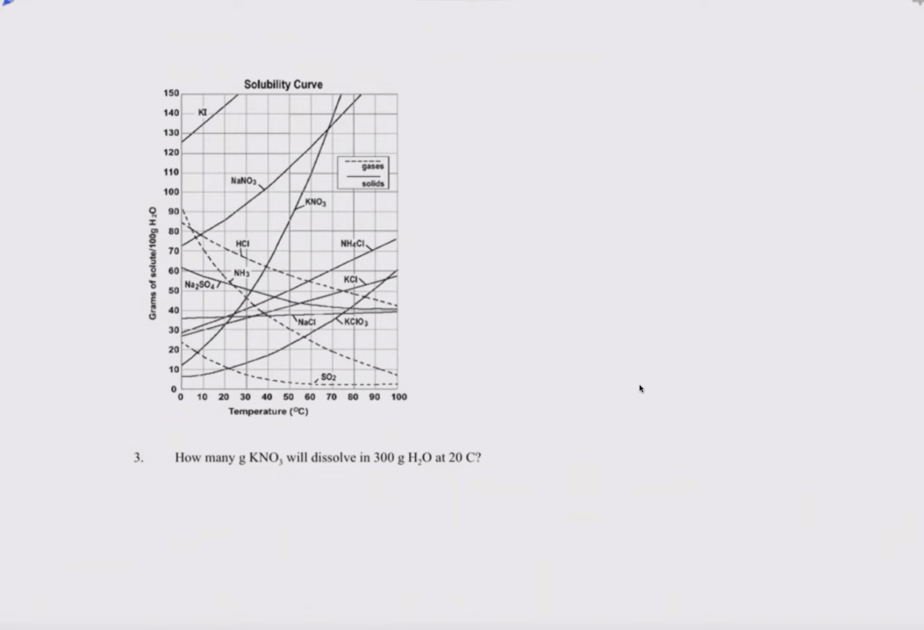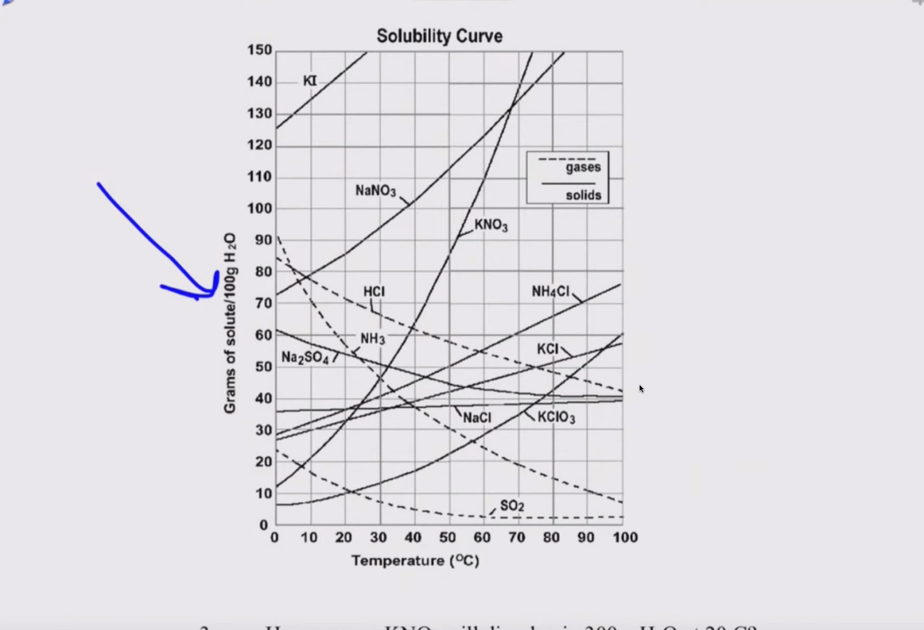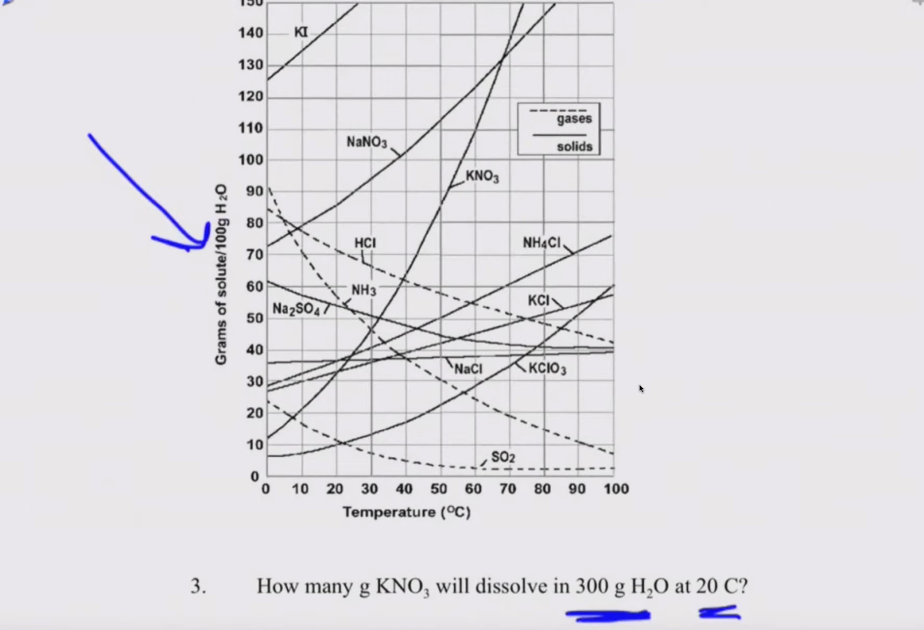How many grams of potassium nitrate will dissolve in 300 grams of water at 20 Celsius? Okay, so now we have to look at the grams of water, because in the chart we have 100 grams. In the question, we have 300 grams. The way we're going to figure this out is, at the temperature we're given, which is 20 degrees Celsius, how much would we be able to dissolve in 100 grams? And then if we had 300 grams of water, we could dissolve 3 times that much, right? Because 300 is 3 times 100.